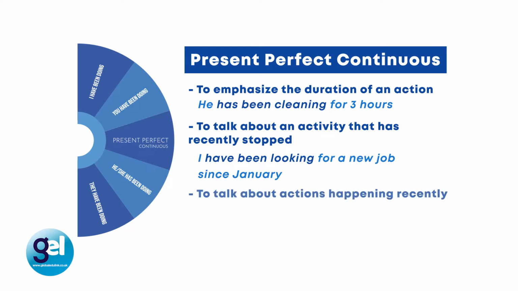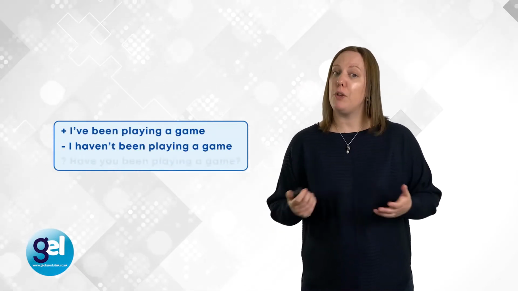And to talk about actions happening recently. John has been working a lot recently. So how do we form it? We have our subject, and we have or has, plus been, plus verb, plus ing. So I've been playing a game. I haven't been playing a game. Or as a question, have you been playing a game?